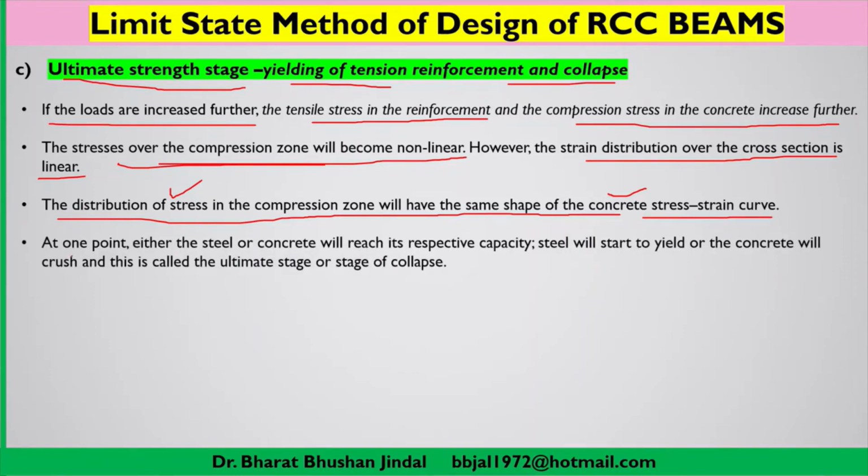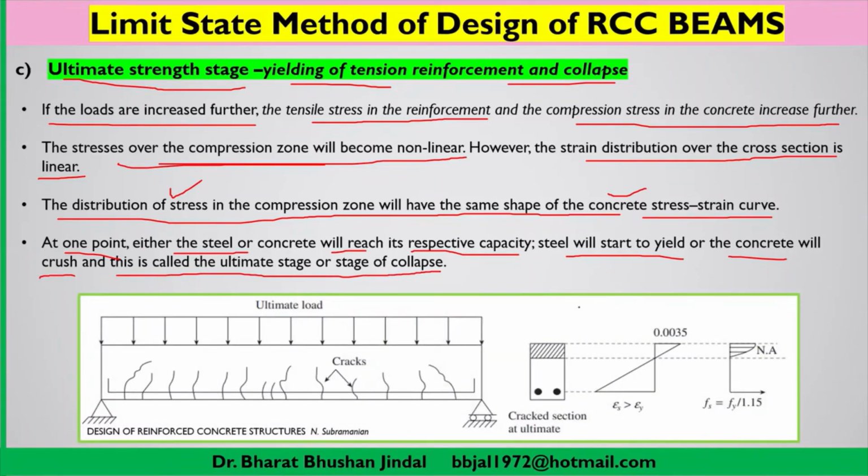Now the important point is, at one point either the steel will reach its capacity or the concrete will reach its capacity, or both will reach their respective capacities. Then the steel will start to yield, or the concrete will crush. So either steel will yield or concrete will crush, or possibly steel will yield and concrete will crush simultaneously. When this happens, it is called the ultimate stage or stage of collapse.